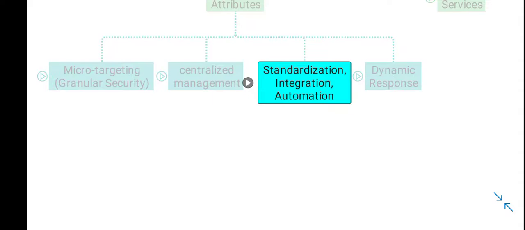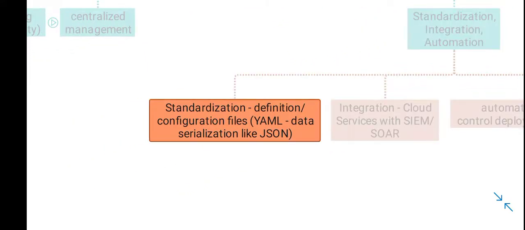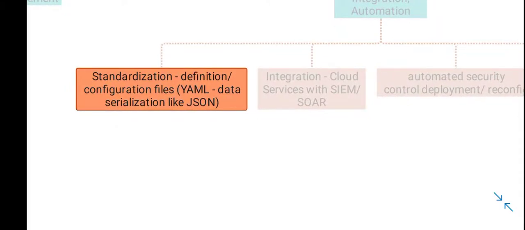Furthermore, another key attribute of software defined security is standardization, integration, and automation. So standardization is achieved through definition or configuration files of virtual servers, and YAML is a data serialization language, and it is a superset of JavaScript Object Notation, which is also a serialization language. So YAML can be used to write these configuration files, which can be deployed in a standardized manner to achieve the standardization of security requirements.